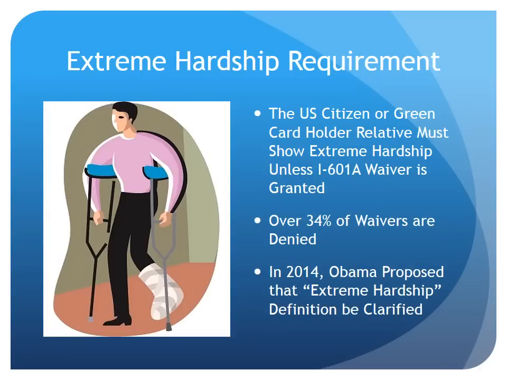Now, not everybody who applies gets the waiver. You must show that your qualifying citizen or green card holding relative would suffer extreme hardship if you were not allowed to return to the U.S. for over 3 or 10 years. Over a third of these waivers are denied. So President Obama has proposed that the definition of extreme hardship be clarified so people who are not eligible don't bother applying.